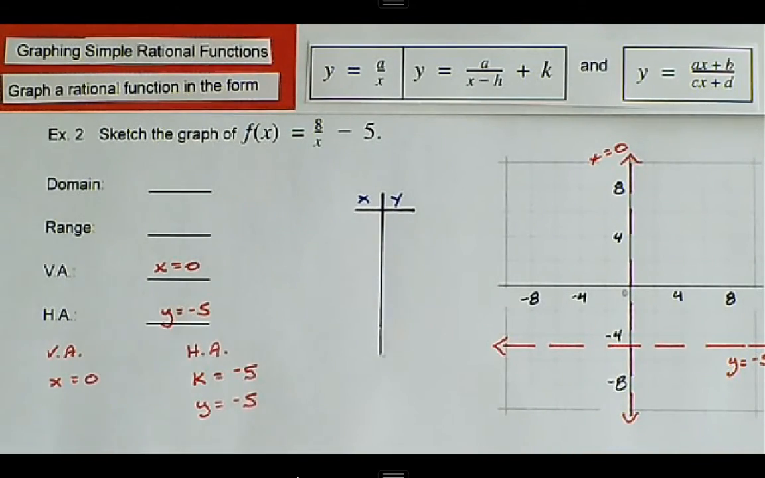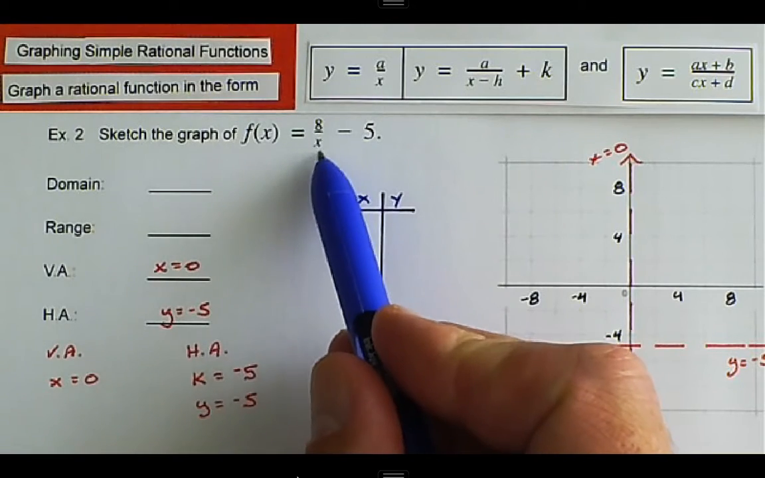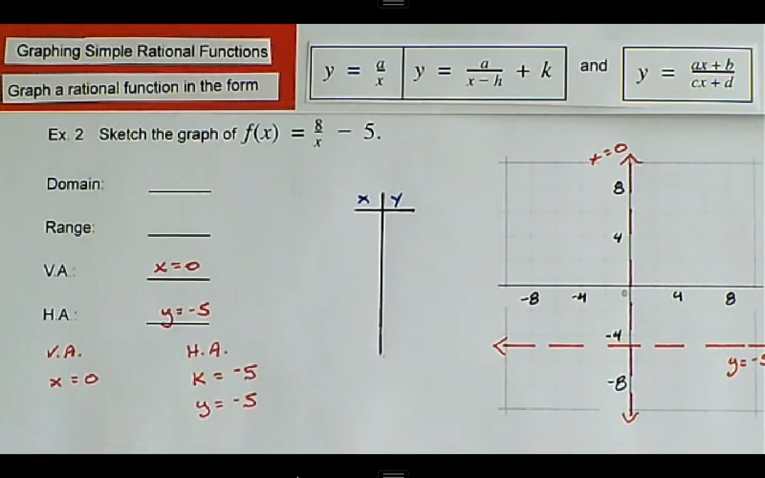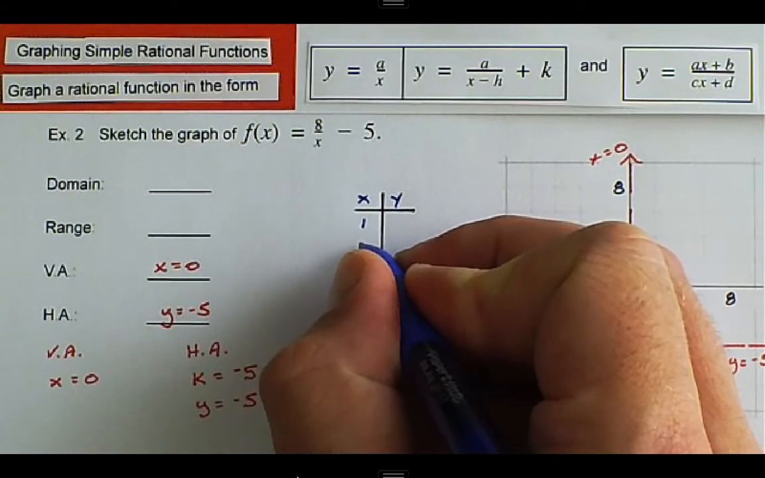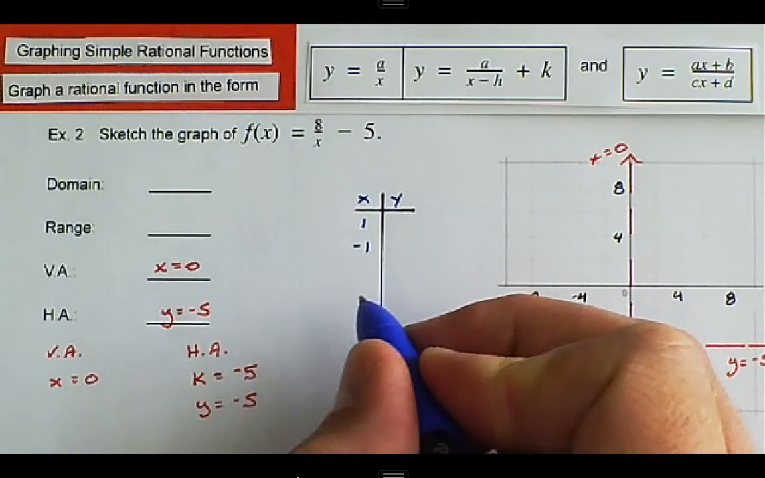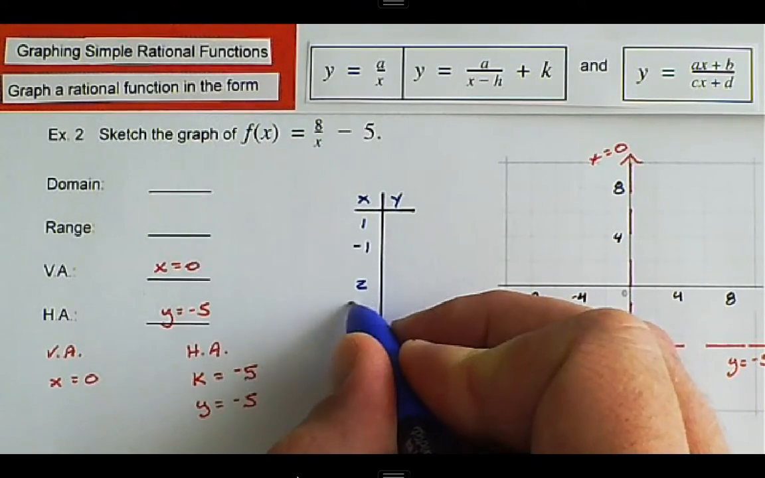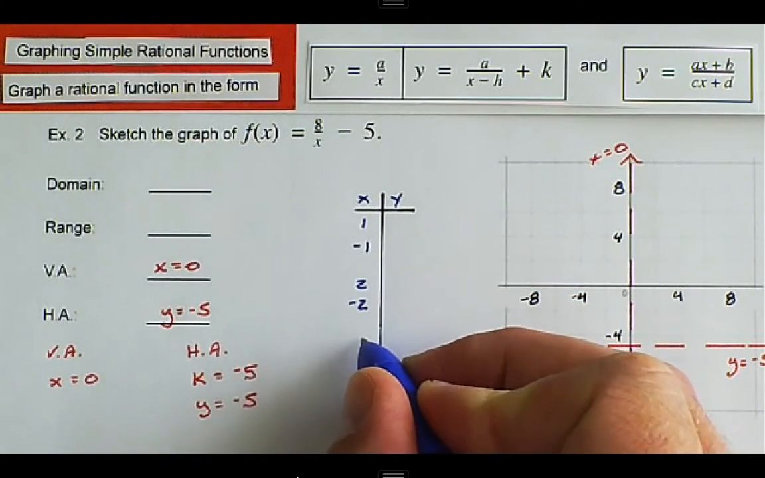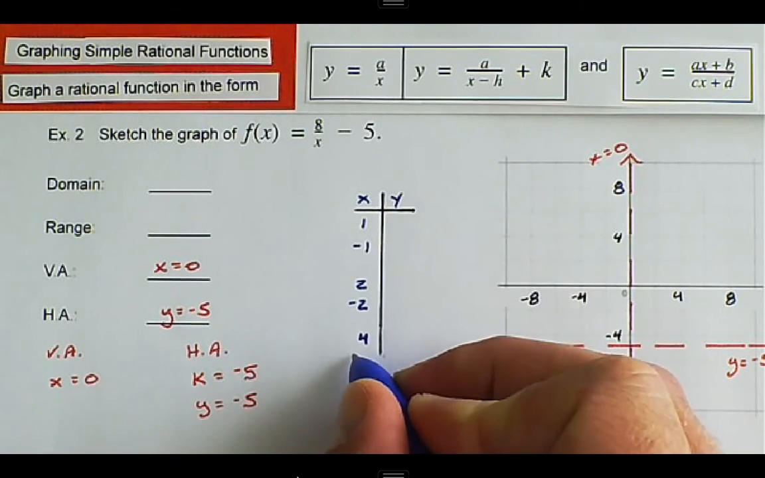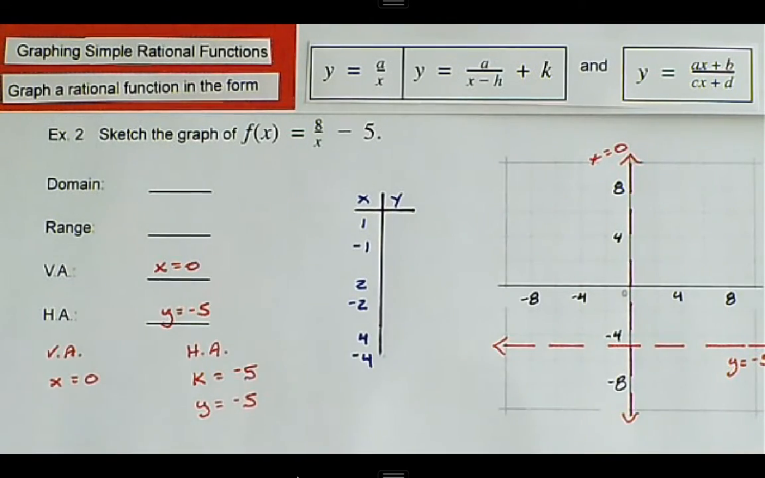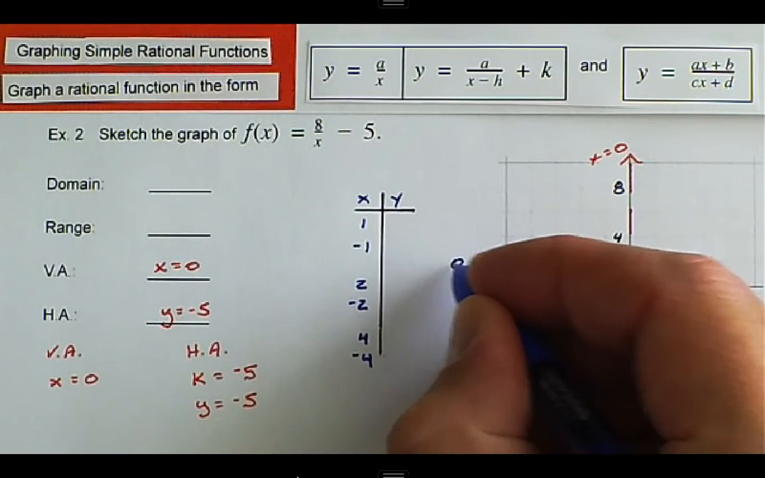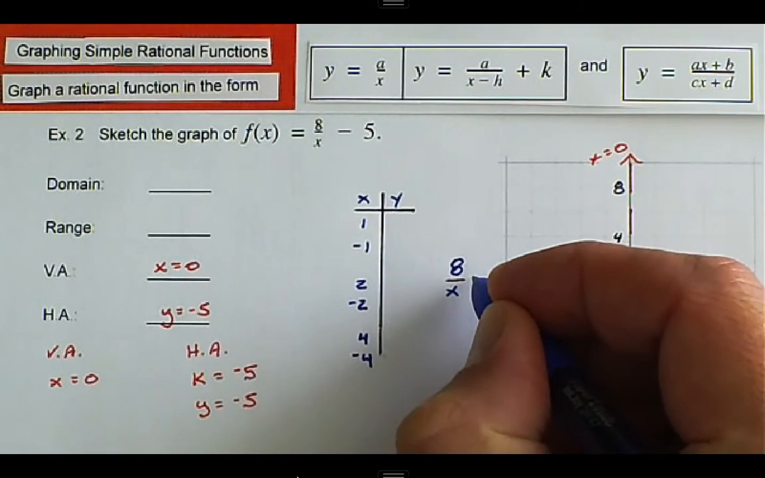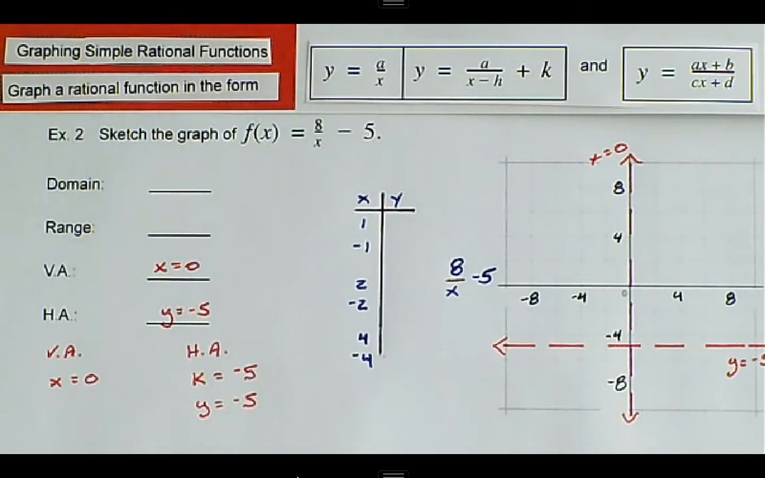And we want to look at what values we're going to substitute in that are going to work well with 8. So in this case, 1s will work well, 2s will work well, and 4s will work well. And all we're going to do is substitute them into the function 8 divided by x minus 5. And then whatever we get out, that's our y value.